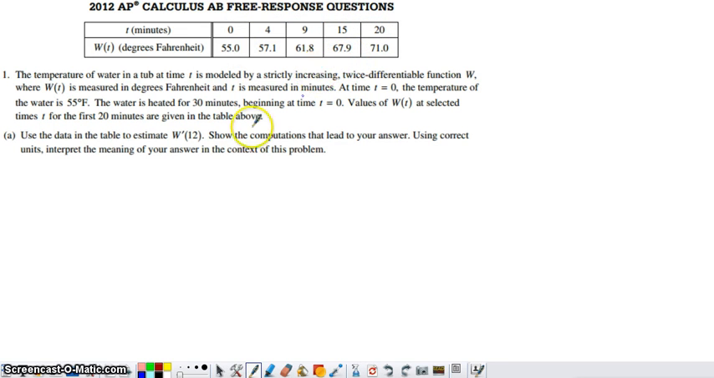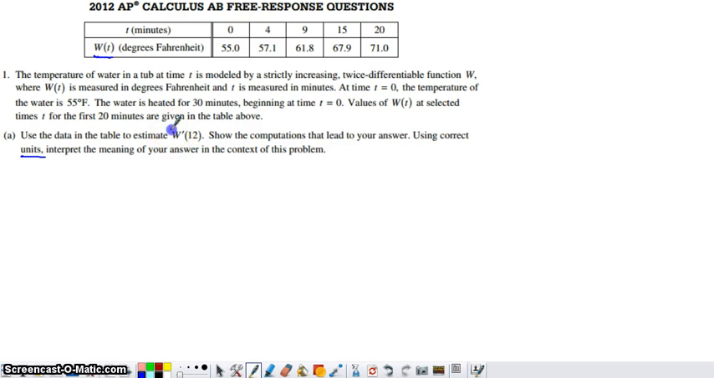And we're asked in part A here to use data in the table to estimate what W prime of 12 is, show computations, and then use some units to try and describe what that means. So in this situation, W of t is the function that represents the temperature of the water at any time t. So that's measured in degrees Fahrenheit, and t is being measured in minutes.